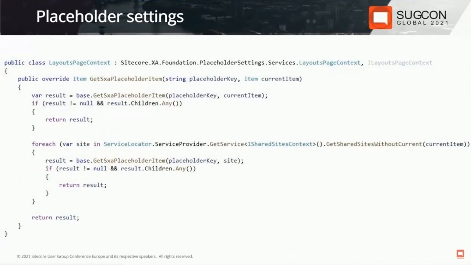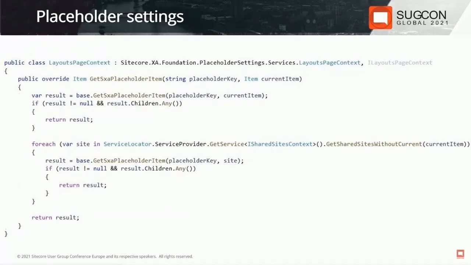Why do we do this? Because if we find any placeholder items on our current, meaning the local site, then we assume you want to use those. That's actually our override. If it's defined locally, we use that. Our shared site is actually a fallback. So if nothing was defined locally, we will use the shared sites context, which is another pretty neat context to use within SXA, as it gives you access to all the shared sites.